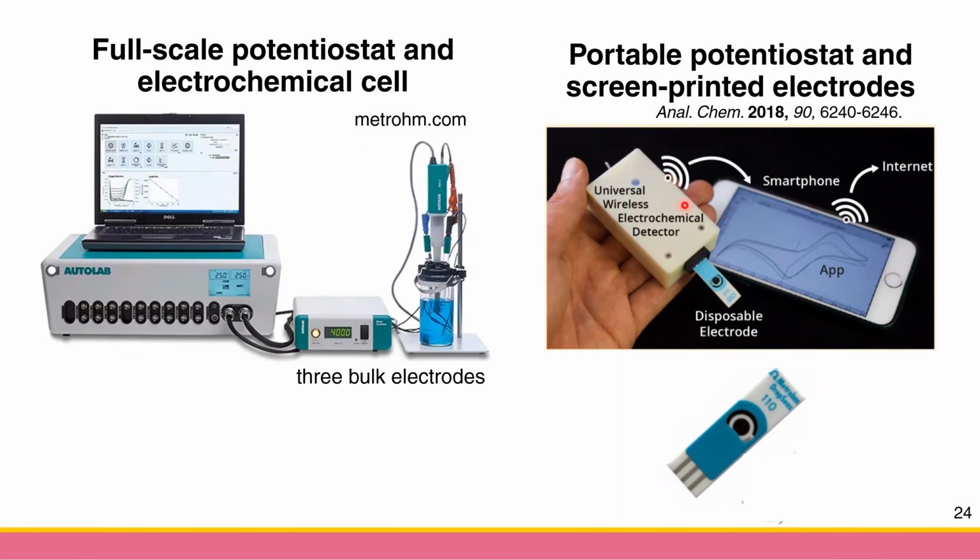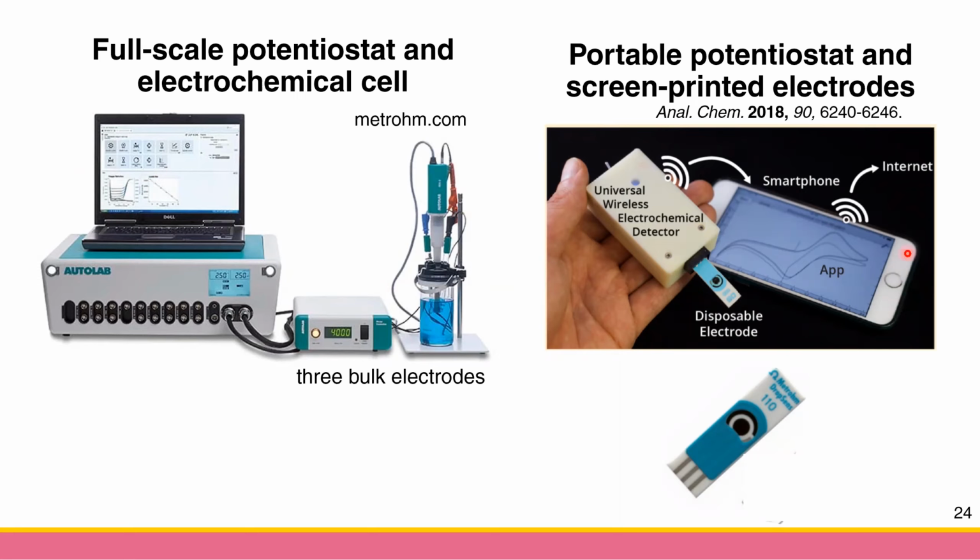This is from the literature, from 2018. They can shrink down the potentiostat to this box, which is actually smaller than your hand. This whole thing is miniaturized into this, and then your three electrodes can now be miniaturized into a screen printed electrode, which can be disposable because it is very cheap, and you can control it through your smartphone. So you don't need the whole laptop.